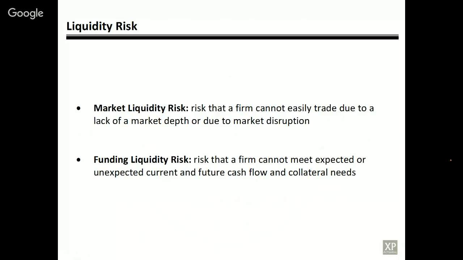Next, we'll cover liquidity risk, and there are two types of liquidity risk. Market liquidity risk, which is the risk that a firm cannot easily trade due to a lack of market depth or due to market disruption, and funding liquidity risk, which is the risk that a firm cannot meet expected or unexpected current or future cash flow needs.